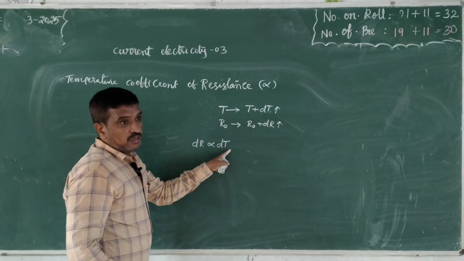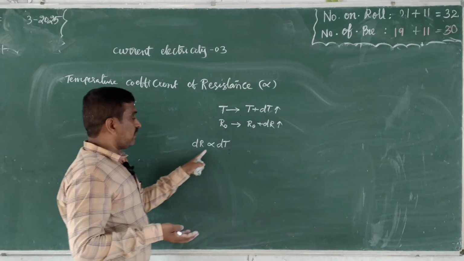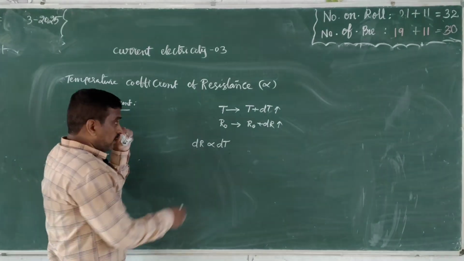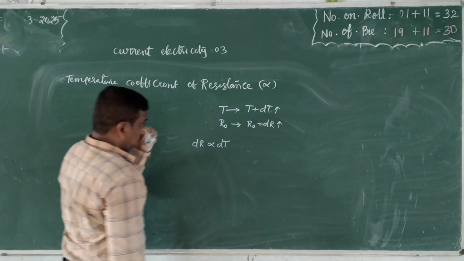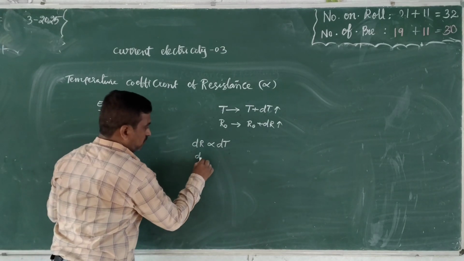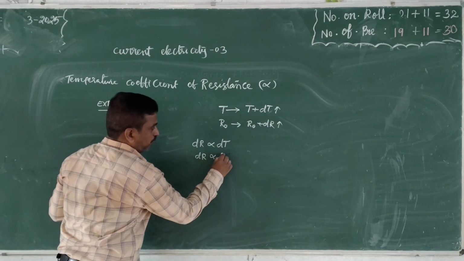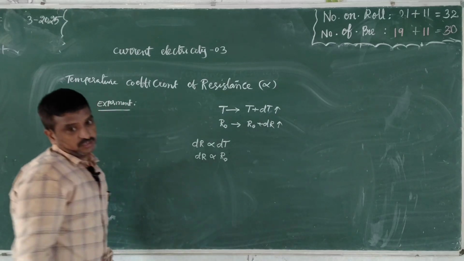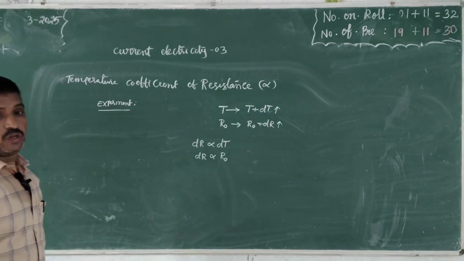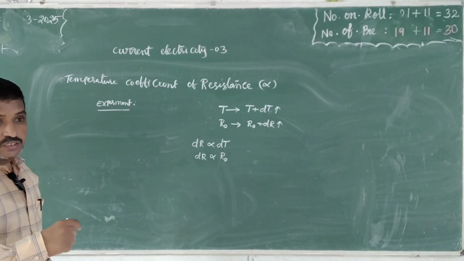Means dT temperature increases, resistance increases dR times. So here, see, this initial value changes. What happened now? The dR value also changes. That's why we can write here dR is proportional to initial resistance. dR, change in resistance, is directly proportional to initial resistance.